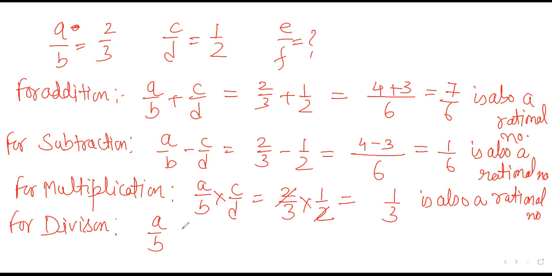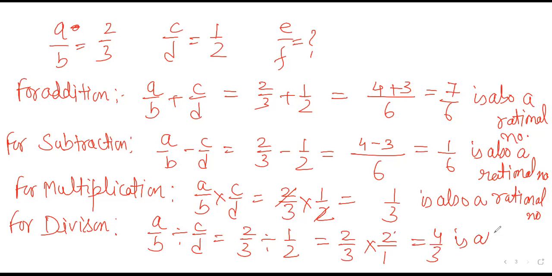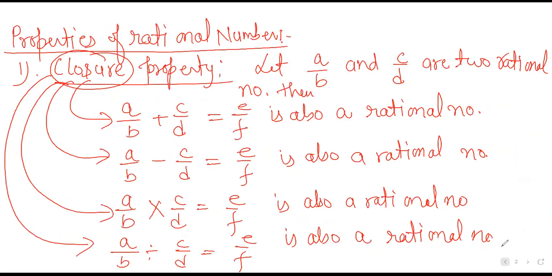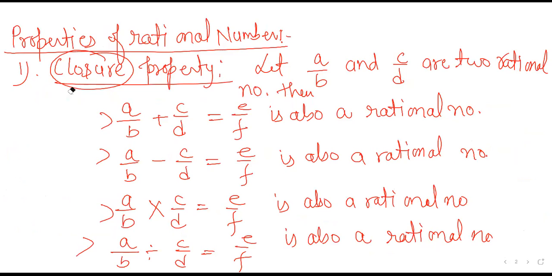Similarly, for division, a upon b divided by c upon d, you will put down the values 2 by 3 divided by 1 upon 2. And you know that in division, the latter rational number will be reciprocal, meaning this will be changed. So now 4 upon 3 is also a rational number. This means we can say the rational numbers are closed for every basic mathematical operation, right?